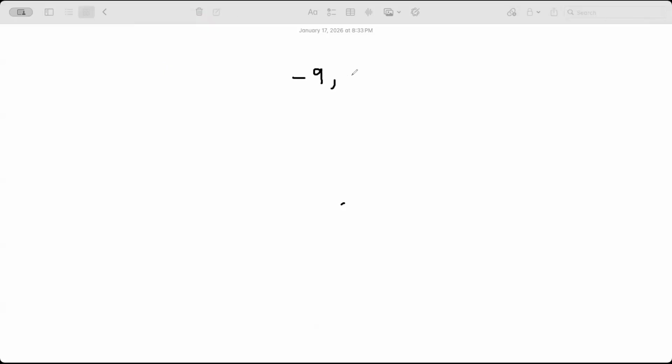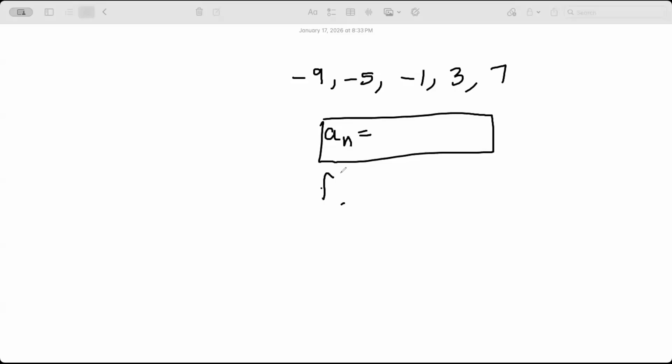-9, -5, -1, 3, 7. You can find the common difference, guys. You can find out the first term. You have the formula with you. Write the explicit formula for the nth term of the sequence. You can either write it as function of n or a n.